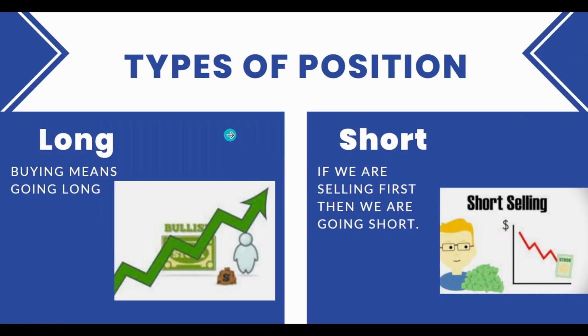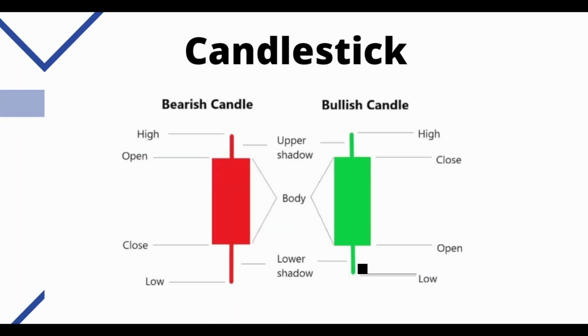Now let's talk about the types of position. Long means that you are bullish on a share and you are buying it so that the price will go up and you can take your profits. And if you are shorting a trade, it is also known as short selling. It means that you have a bearish view on the stock and that its price will fall in the coming period. So first you sell at a higher price and then when the price is lower you can buy it at a lower price and make money.